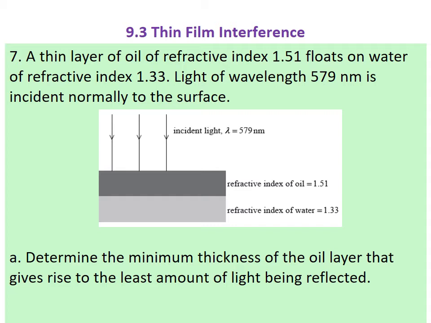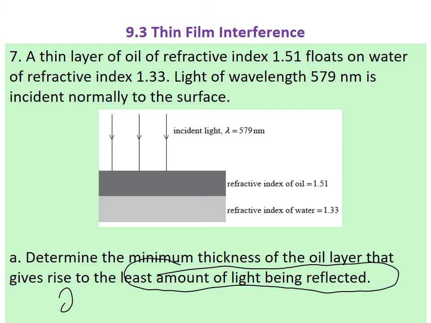A thin layer of oil of refractive index 1.5 floats on water of refractive index 1.33. Light of wavelength 579 nanometers is incident normally to the surface. Determine the minimum thickness of the oil that needs to give rise to the least amount of light being reflected. That's where we have destructive interference.